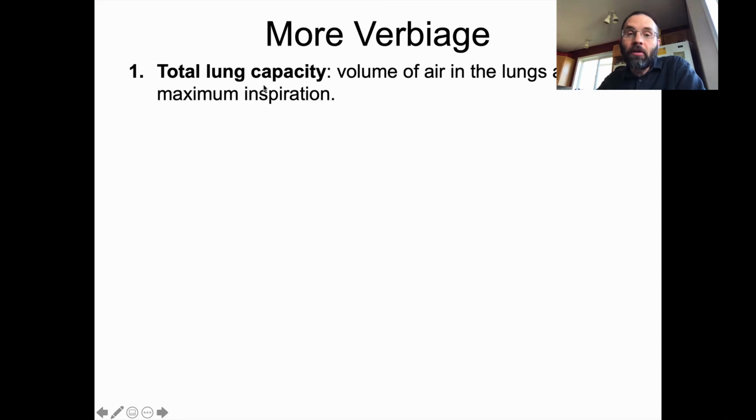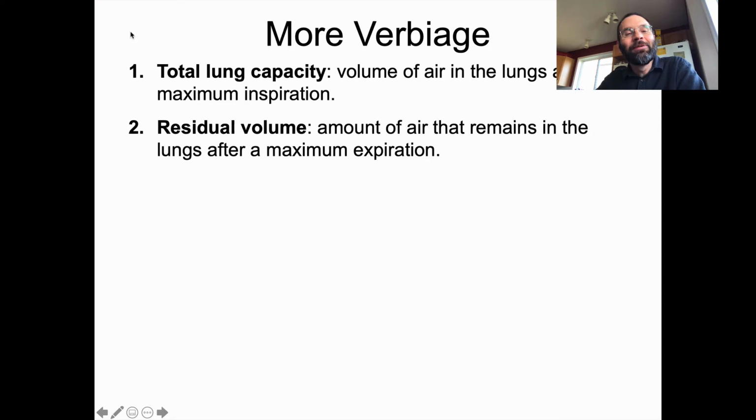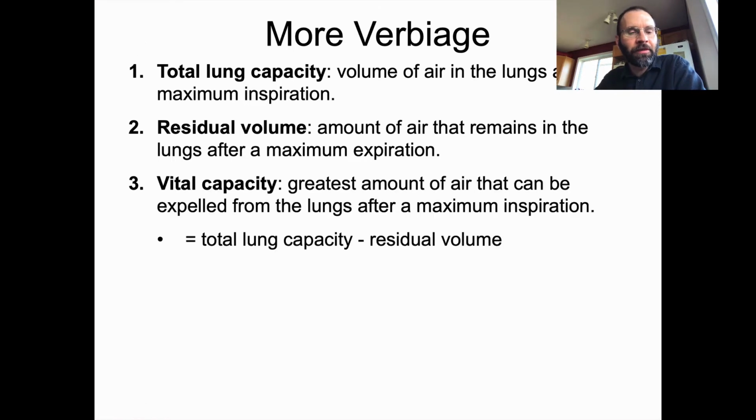So the total lung capacity is the volume of air you have in your lungs after a maximum inspiration, as much as you can fit in there. I think that is fairly straightforward. The residual volume is at the opposite end of that: the amount of air that remains in your lungs after a maximum expiration, the volume in your lungs that you basically can't get rid of. Thirdly is the vital capacity, which is the difference between these two.